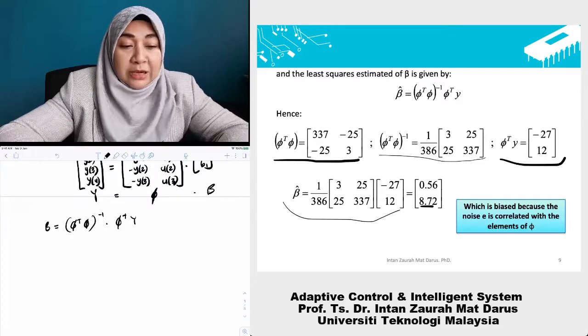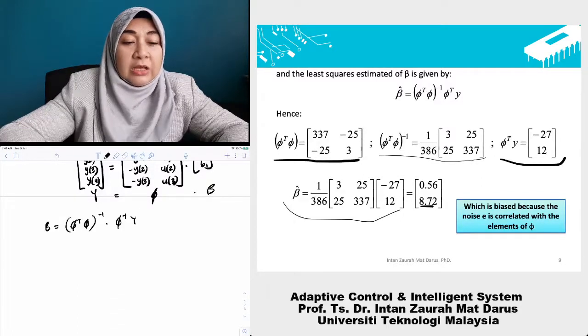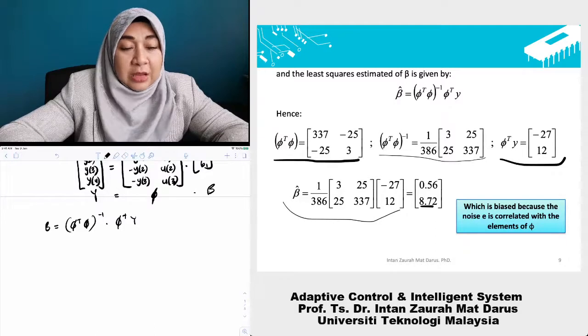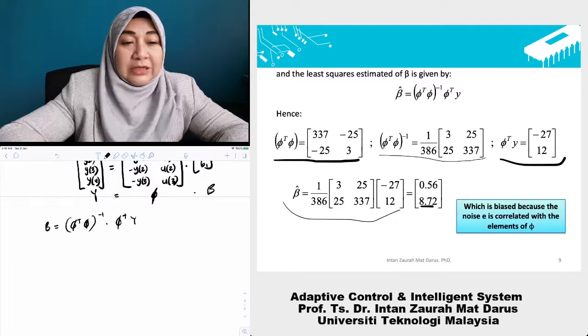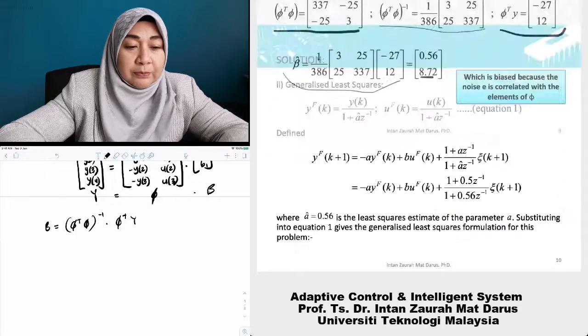So we know that this data is correlated with noise, because you remember just now this y actually has some error at the end of it. So this data is correlated with noise. What we can do is try to postulate a filter to filter the data so that the noise can be removed. So how to do that?